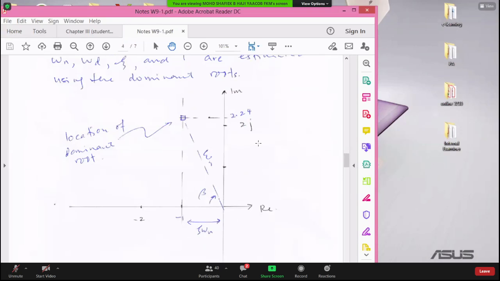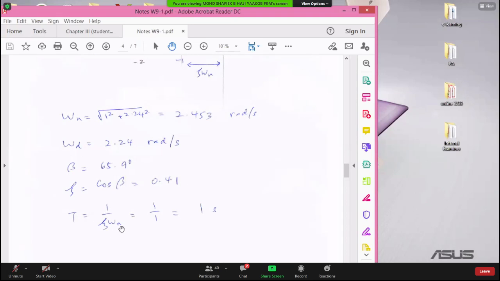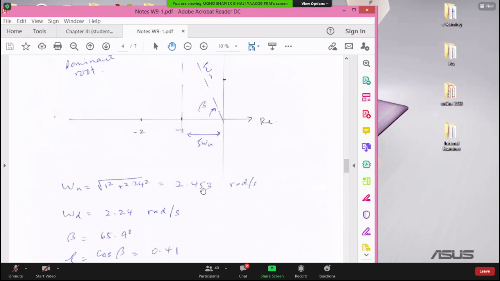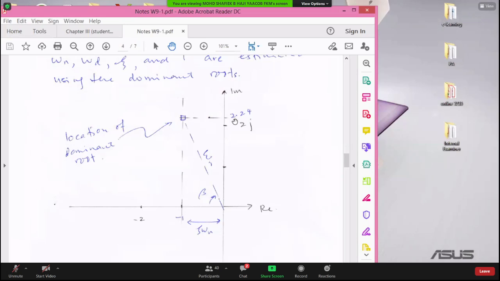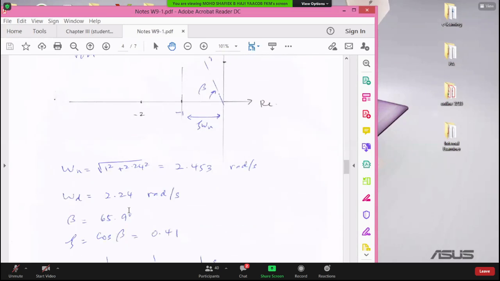The imaginary part is the damped natural frequency. So this is the location of the dominant roots at -1, 2.24j. The time constant is 1 over the real part of the root, which is 1 second. The damped natural frequency is just the imaginary part of the root, so 2.24 is the damped natural frequency.